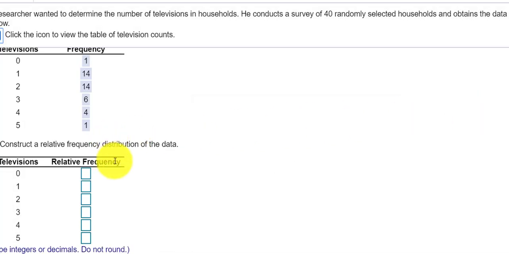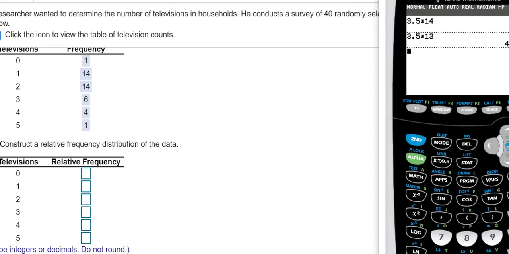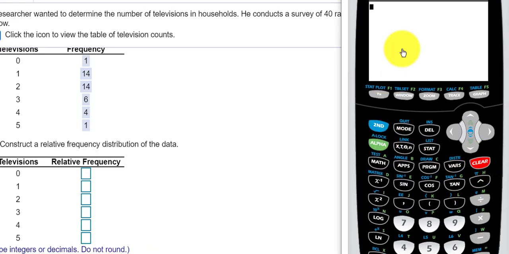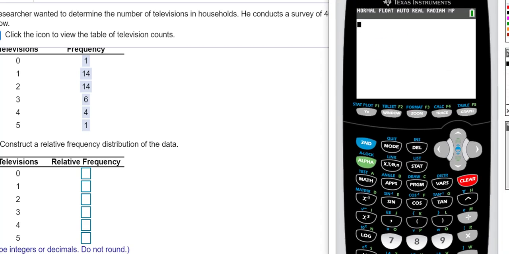Now, the relative frequency, right? To compute that, we would have to divide 1 by 40, 14 by 40, 14 by 40, and so on to compute the relative frequencies. This time I'm going to use my calculator to do it quickly. So, again, I'm basically dividing these numbers all by 40.